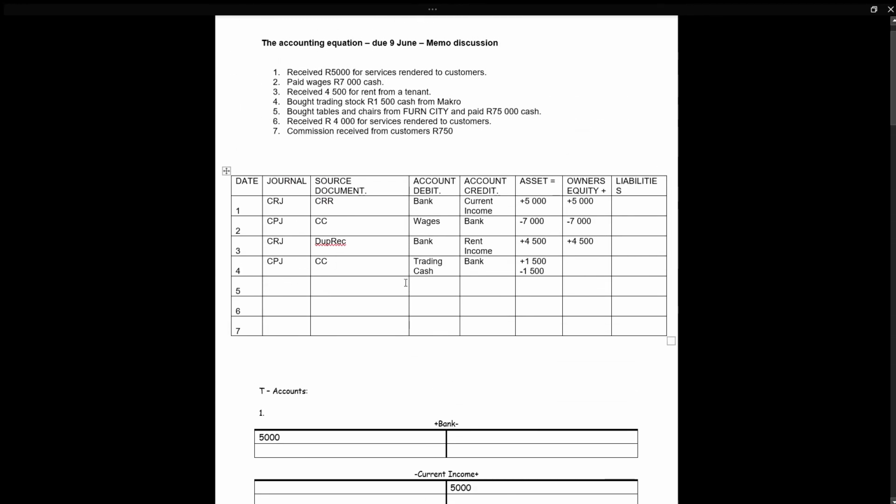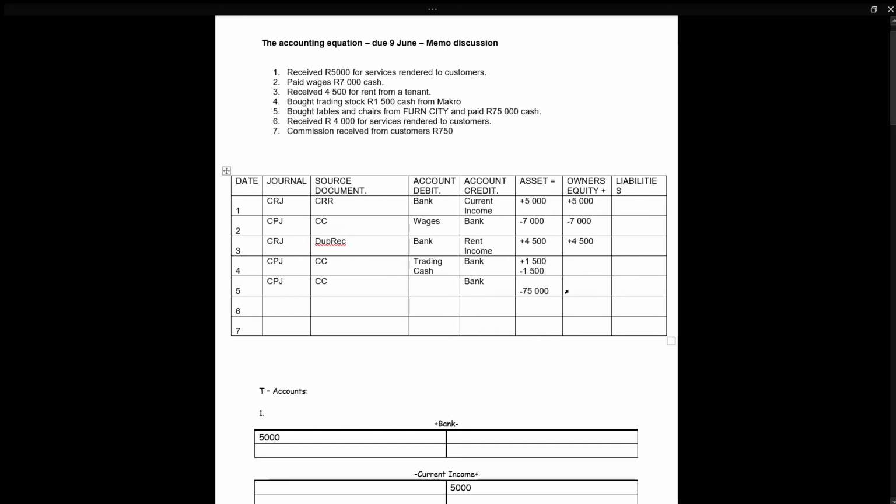So we are paying money, so CPJ, cash payment journal. Source document would normally be a check counterfoil. Bank will decrease. Assets decrease in the credit side, and the influence will look like this.